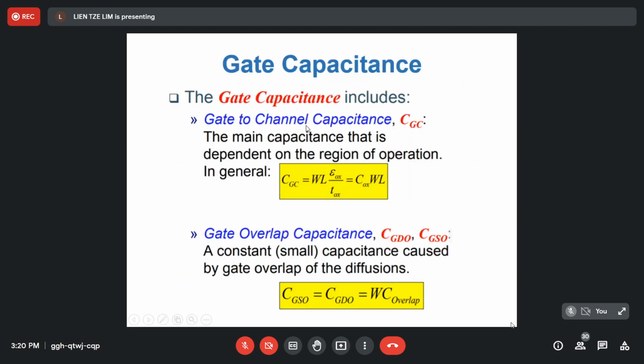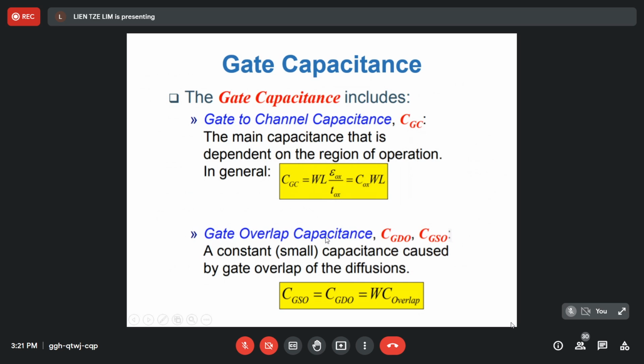The gate capacitance includes the gate-to-channel capacitance and also the gate overlap capacitance. Gate to channel capacitance, which I just showed you, is the CGC capacitance. CGC is the gate-to-channel capacitance. It is the main capacitance that is dependent on the regions of operation. In general, this is the formula, the same one that I showed you just now.